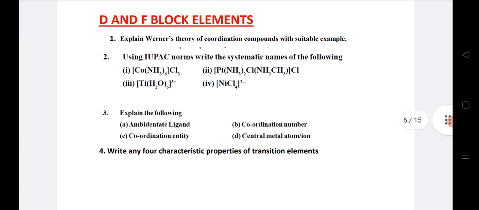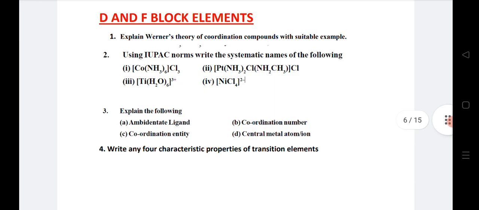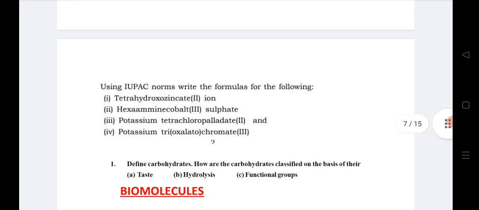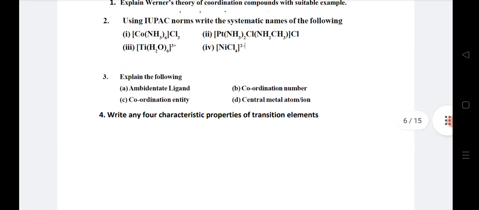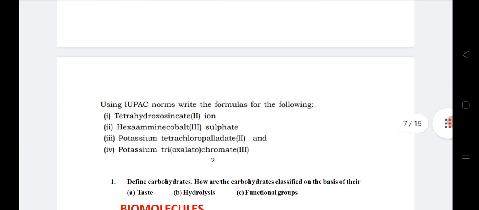And D and F block, we have given 4 questions. These are very important. Werner's theory is a very, very important question. Many times this question has come, as well as IUPAC naming and 4 characteristic properties of transition elements. Next, there are 5 questions in D block: first, second, third, fourth, and the last one is IUPAC naming. Write the formulas of the following.